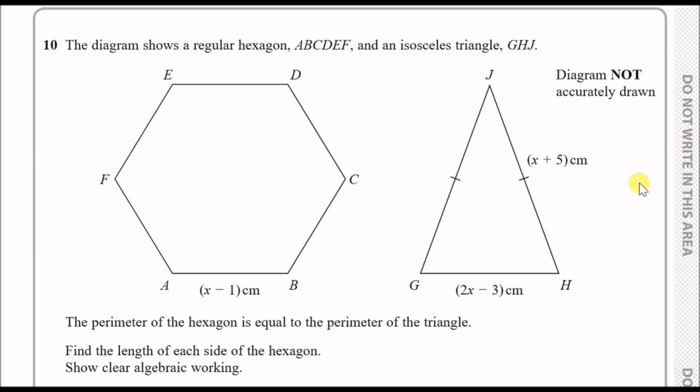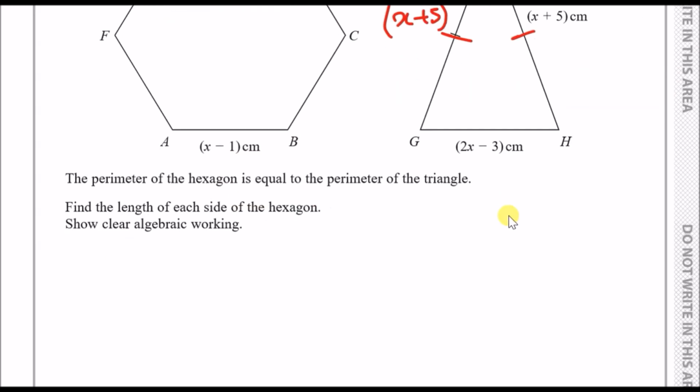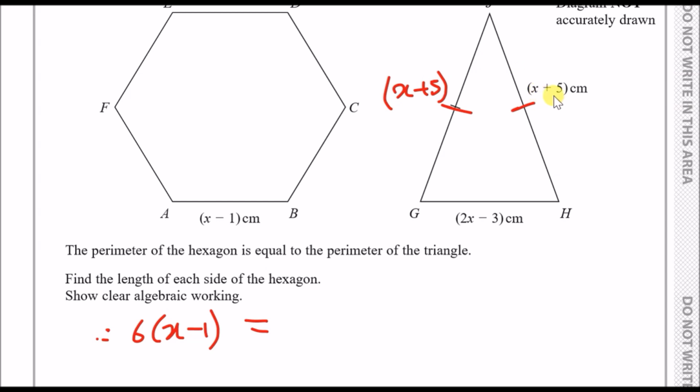For an isosceles triangle, this tells us that two lengths are the same, and that's the one indicated by this little line here. So if the right hand side is x plus 5, then the left side is also x plus 5. Now, because the perimeter of the entire hexagon is equal to the triangle, we just have to firstly add up the perimeters of each shape and then equate them to each other. So for the hexagon, you've got 6 sides and they're all worth x minus 1. That's literally just 6 times x minus 1. And that's going to equal the right hand side, which is x plus 5 plus x plus 5.